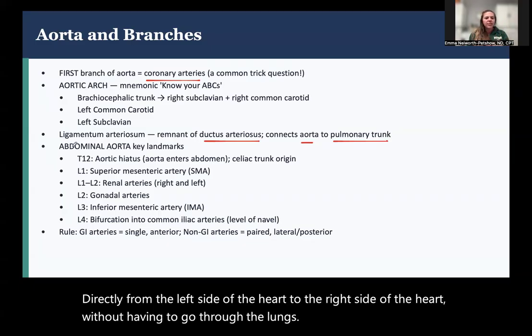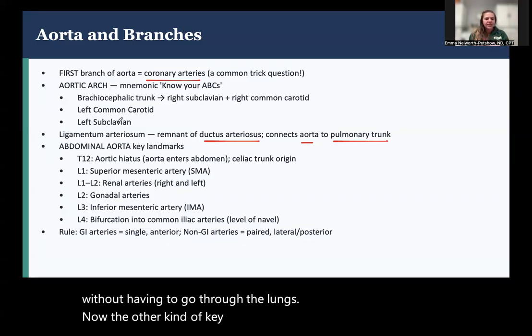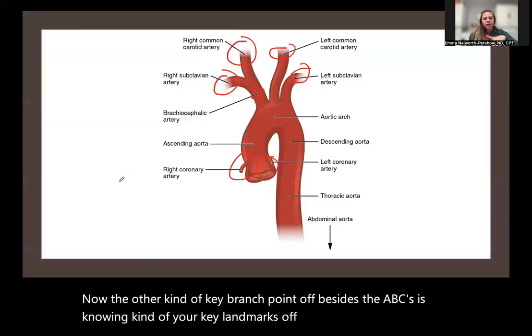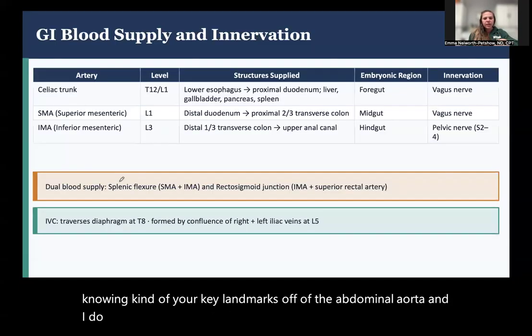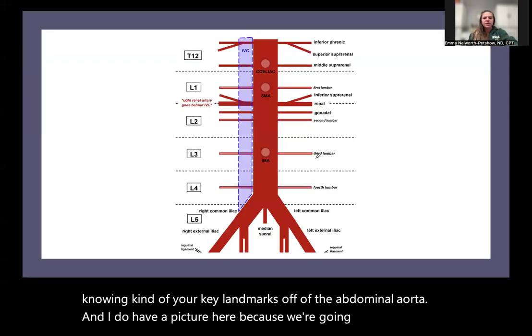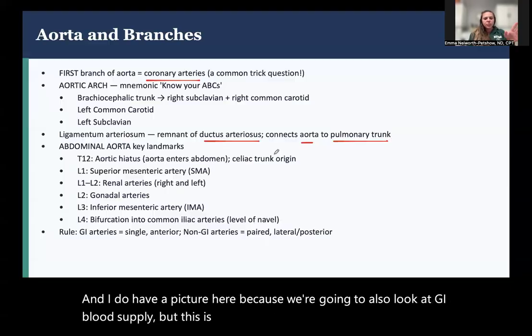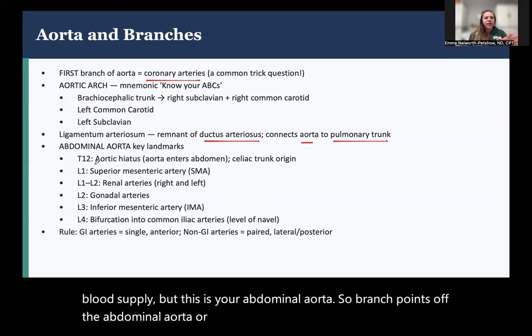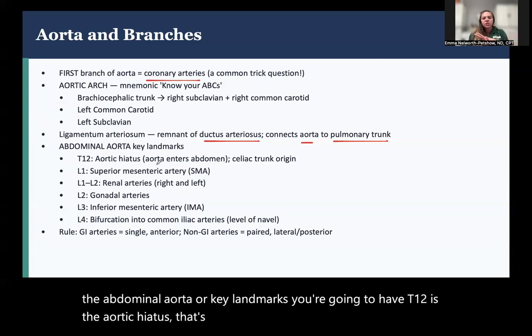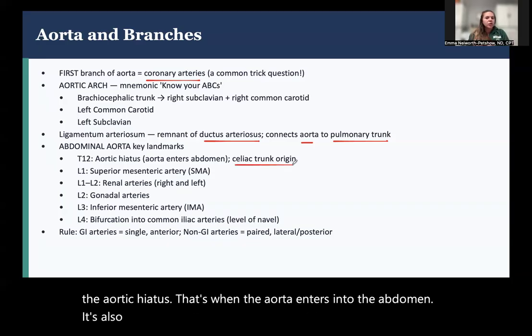Now, the other key branch point besides the ABCs is knowing your key landmarks off of the abdominal aorta. And I do have a picture here because we're going to also look at GI blood supply, but this is your abdominal aorta. So branch points off the abdominal aorta or key landmarks, you're going to have T12 is your aortic hiatus. That's when the aorta enters into the abdomen. It's also the origin of our celiac trunk off of the aorta.